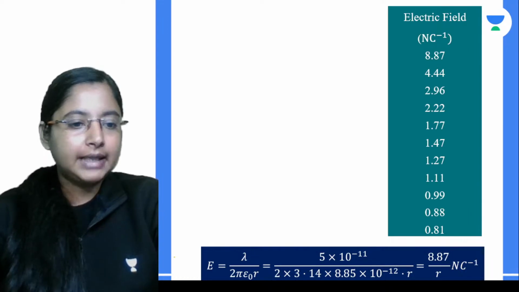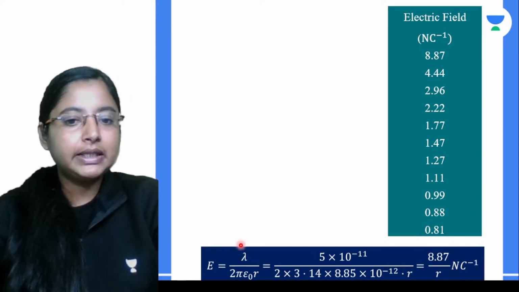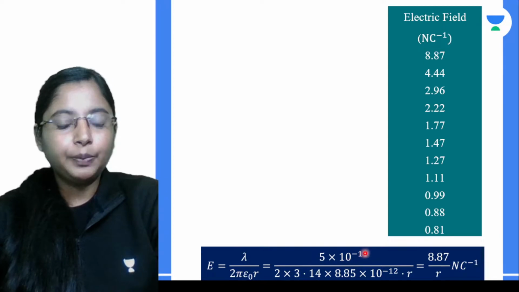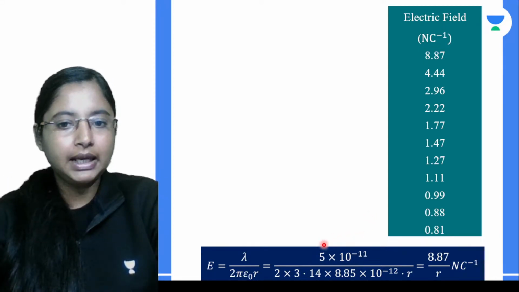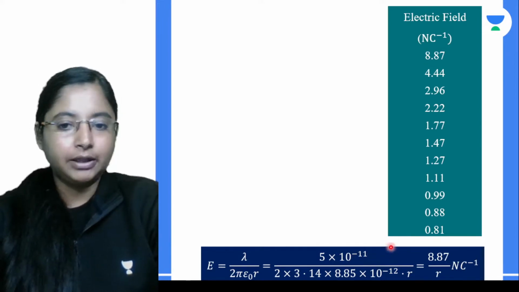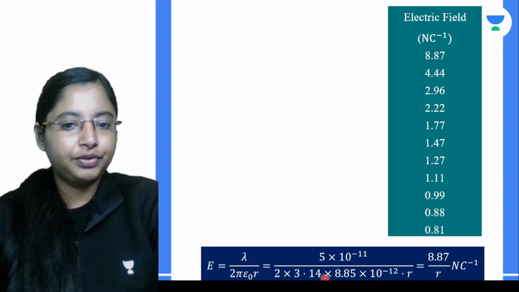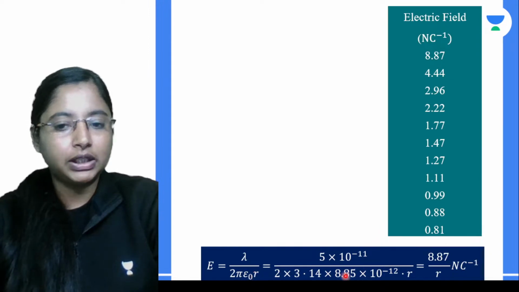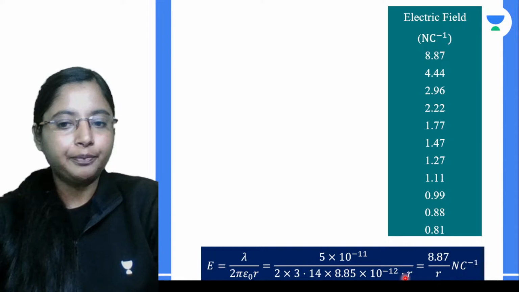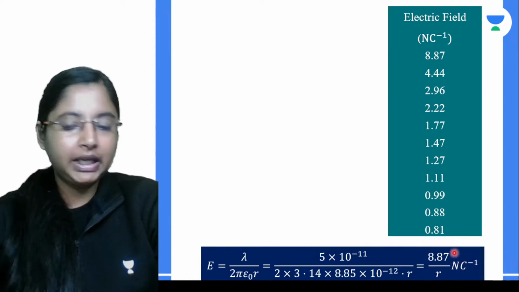For example, instead of the linear charge density lambda, let's substitute the value 5 into 10 to the power of minus 11 coulomb per meter. Now substitute all the rest of the values: 2, pi is 3.14, and epsilon naught is a known quantity, 8.85 into 10 to the power of minus 12, into r. If you solve this, you end up getting 8.87 divided by r, so the unit will be Newton per Coulomb.